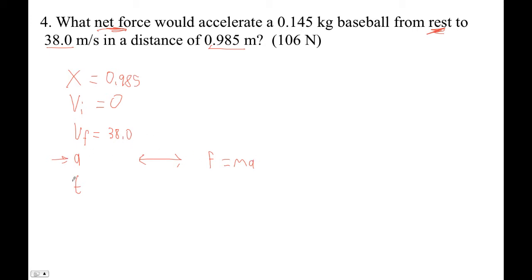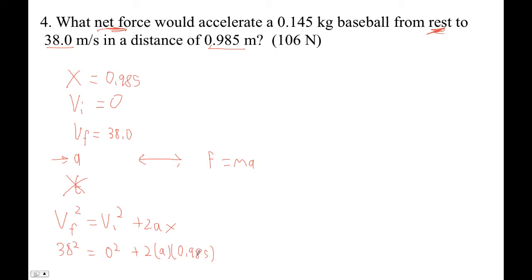So I want a, and I want to use a formula that has no t, so I'll use vf squared is vi squared plus 2ax, right? So 38 squared equals 0 squared plus 2 times a times 0.985. Okay, so I'm going to do this. I'm going to go 38 squared, right? And then I'm going to go divided by 2, divided by 0.985.